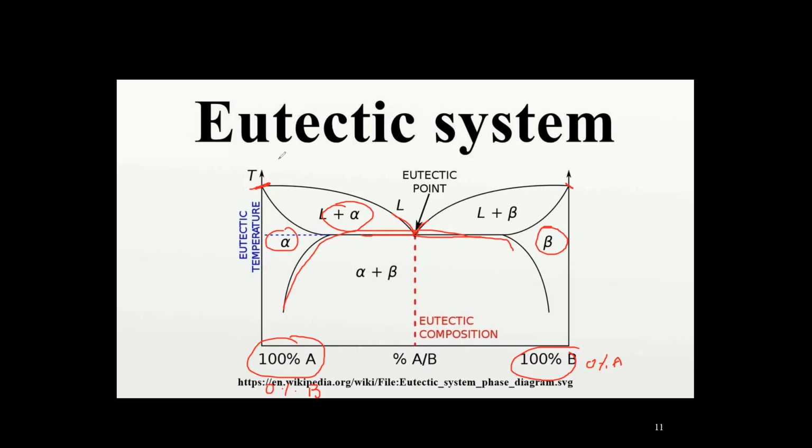For example, I'm taking this particular composition, say 90% A and 10% B. If you take this particular percentage, and here we have upon cooling, this is the line which separates the liquid and liquid plus alpha.